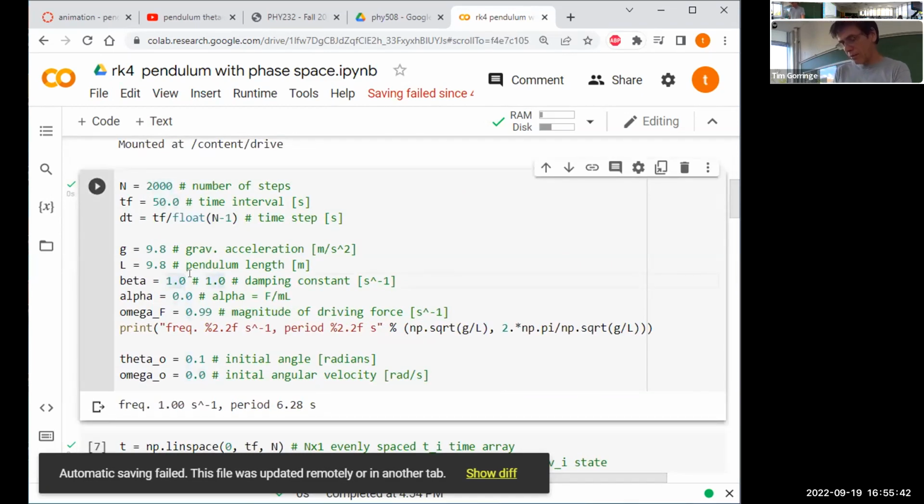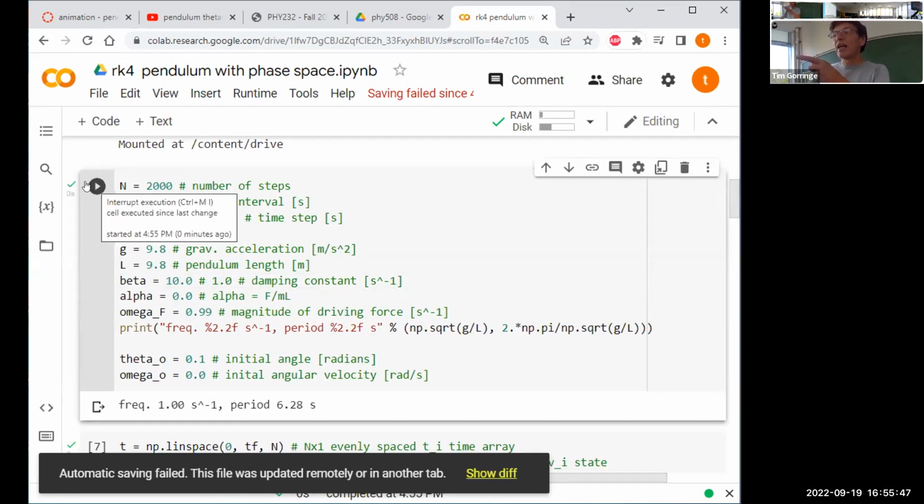Let's do one more. So this is 10 for the damping constant. So that's the case of overdamping. Overdamping, like critical damping, does not involve oscillations. Only underdamping involves oscillations. Critical damping is the fastest way to get back to the equilibrium, to damp out the vibration. Overdamping gets you back to the equilibrium point without oscillations, but at a slower rate.